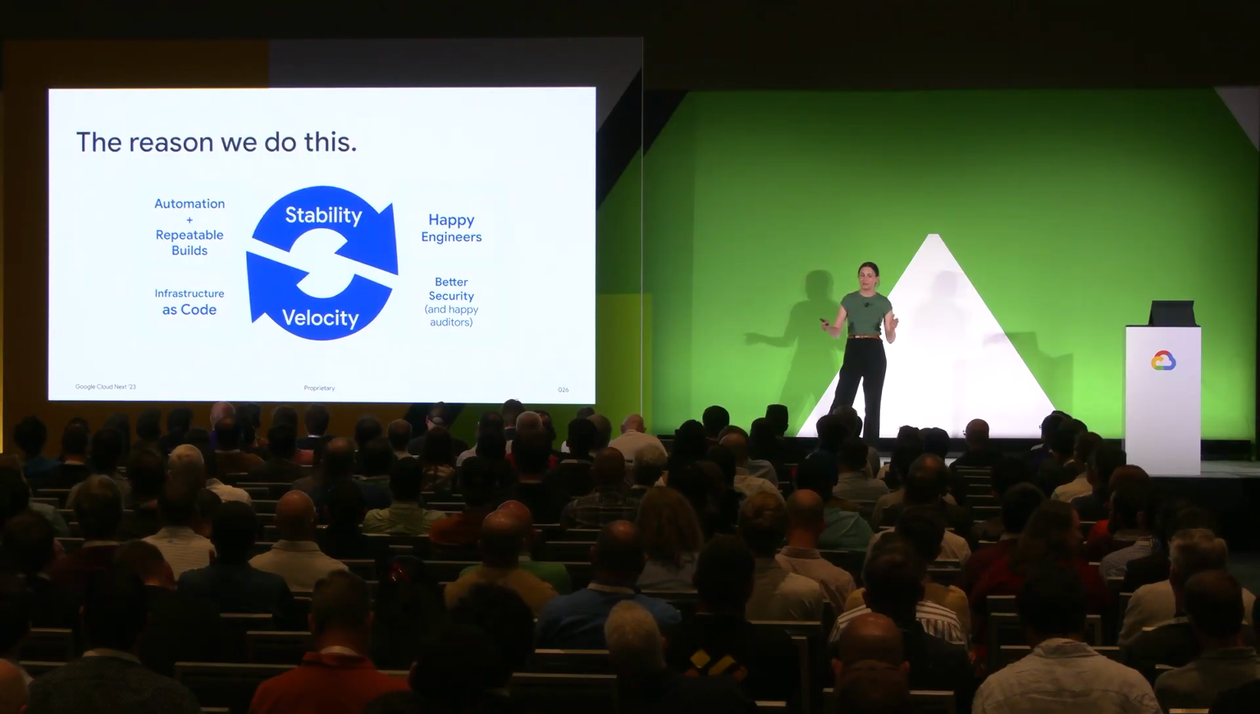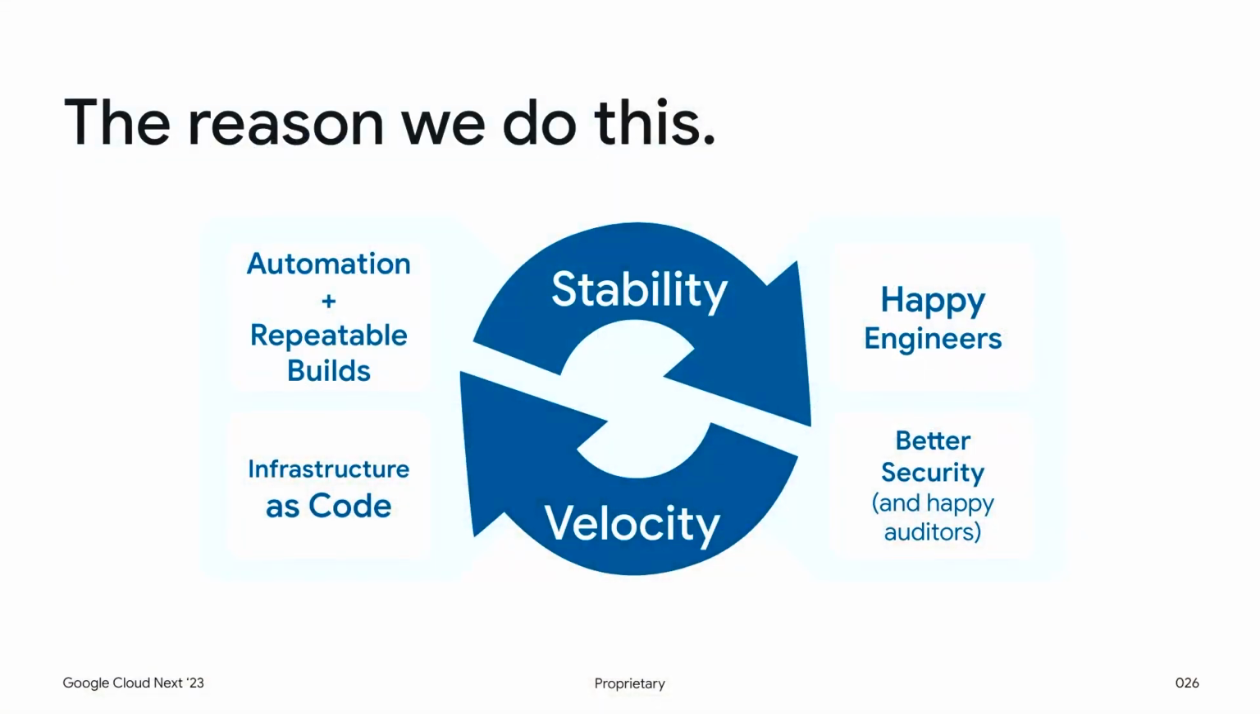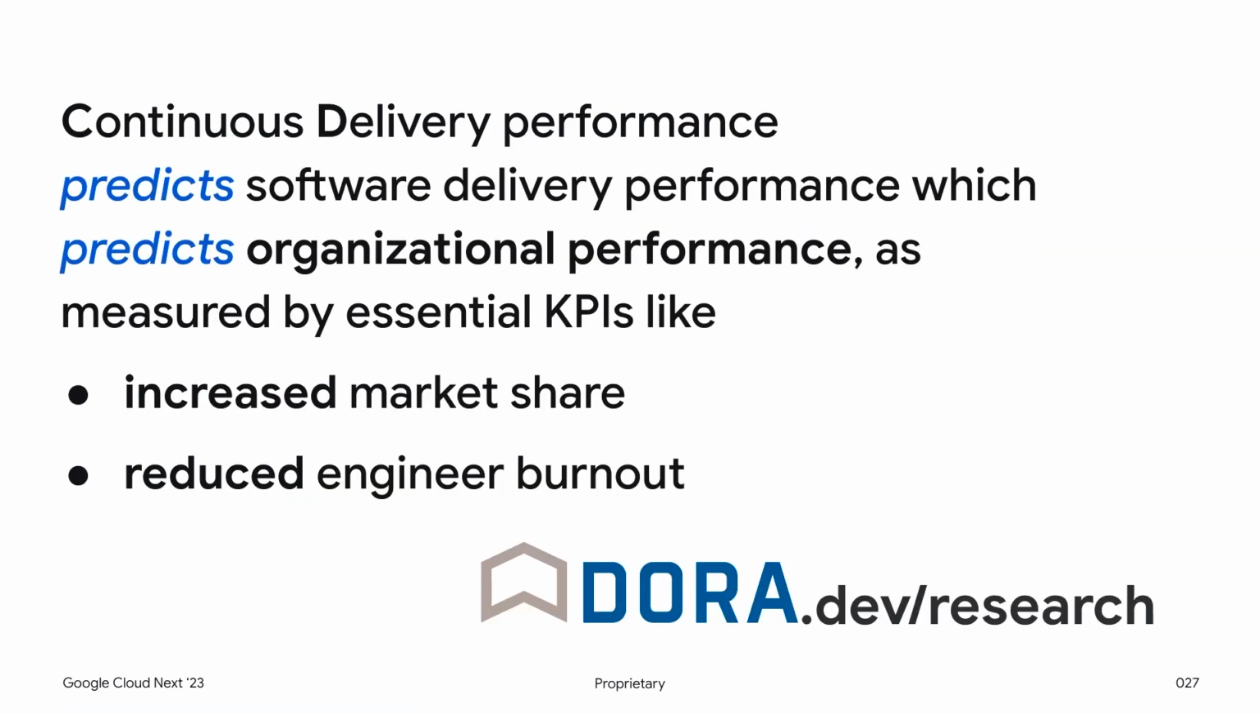So this is why we do this. Automation for your pipeline, repeatable builds, infrastructure as code, right? It all contributes to a more stable software delivery lifecycle. And stability means happier engineers, better security, and of course, happy auditors, which is a nice thing. It's also clear from data that has been collected as part of the DevOps research and assessment surveys that continuous delivery performance actually predicts software delivery performance, which also predicts organizational performance. And this is in real ways that you can measure, like market share and engineer burnout.